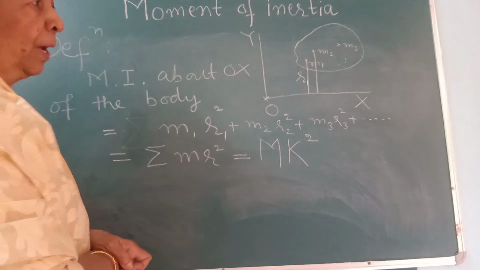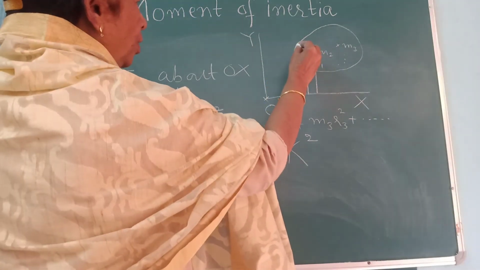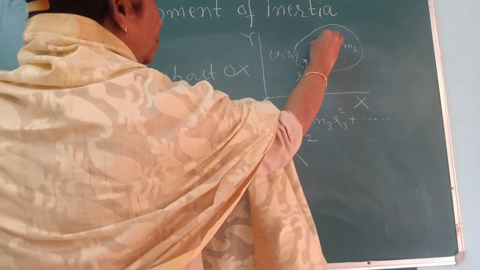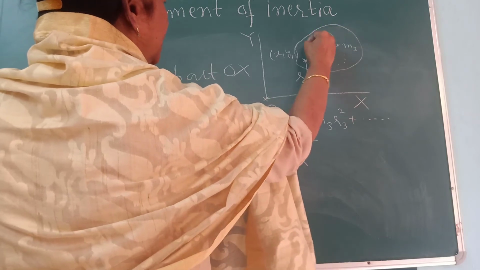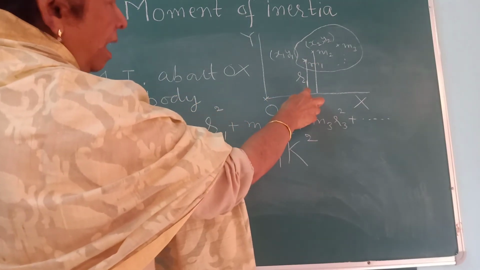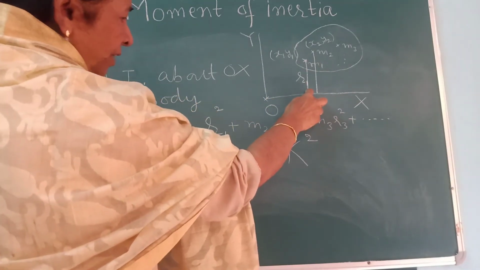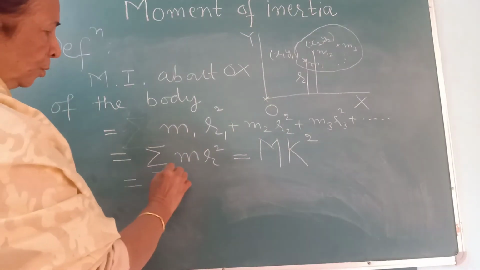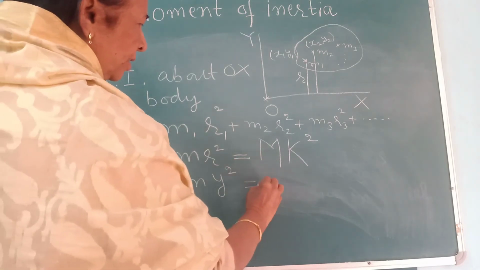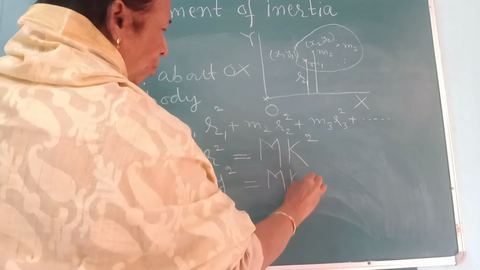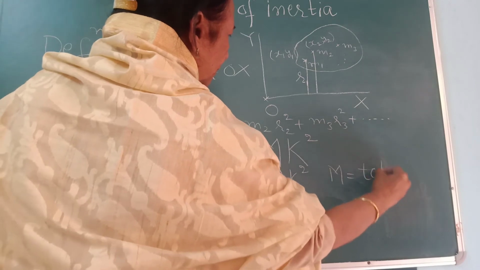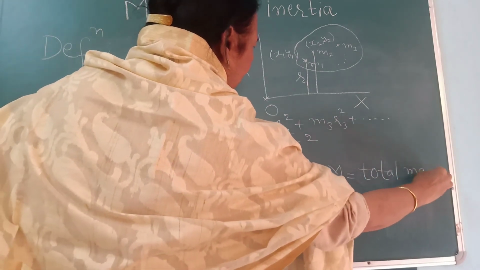Capital M K square. Now if your body has coordinates x1, y1, x2, y2, these mass particles have these coordinates, then this perpendicular distance r1 will become y1. So it will be equivalent to summation m y square, and that is termed as capital M K square. What is capital M? The total mass of the body.